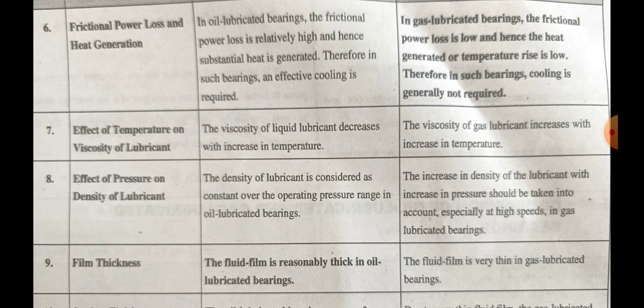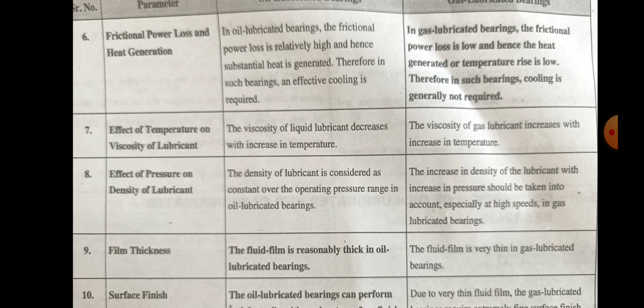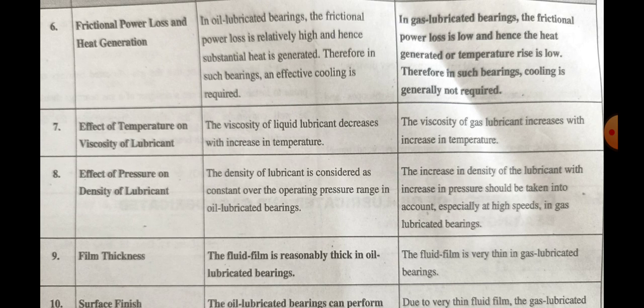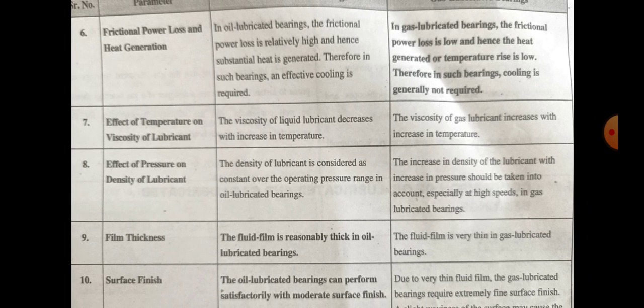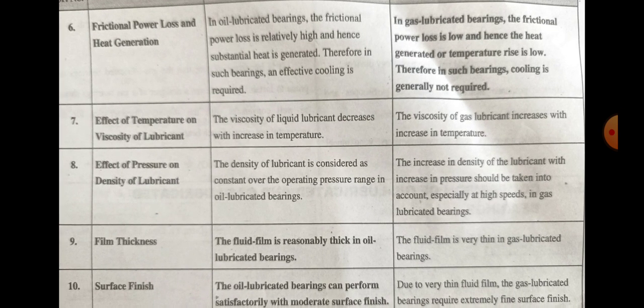Then again, the effect of temperature on viscosity. The viscosity of a liquid lubricant decreases with an increase in temperature, everybody knows that, while in the gas case, the viscosity of the lubricant increases with the increase in temperature. Then again, the effect of pressure on density. Density of lubricant can be considered a constant over the operating pressure range in an oil lubricated bearing. The increase in the density of lubricant with increase in pressure should be taken into account, especially at high speed, in the gas lubricated bearing.